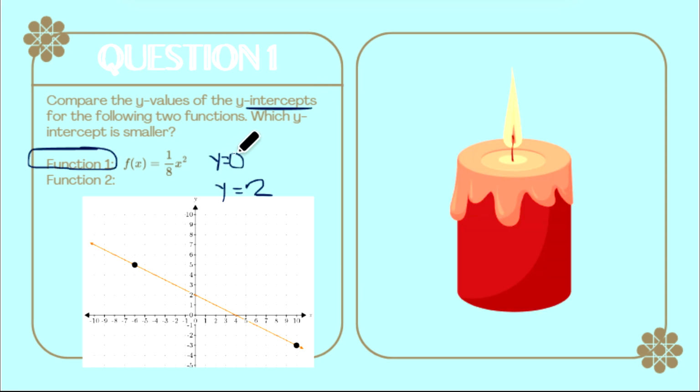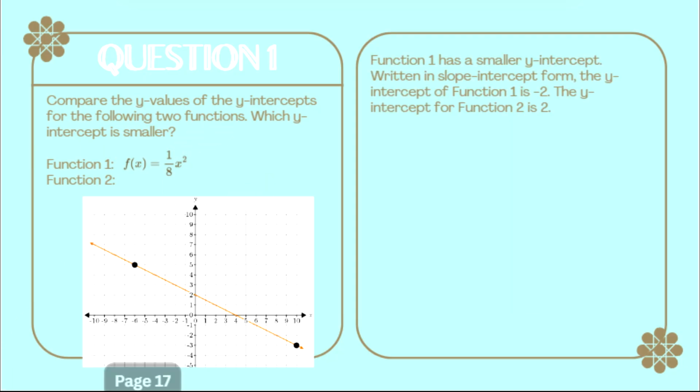So I got that the y-intercept is 0. And they're saying it's -2. I have no idea why. We still got the answer right.